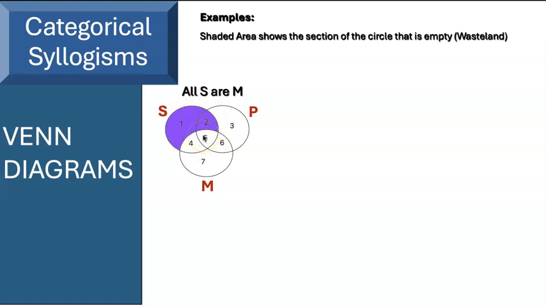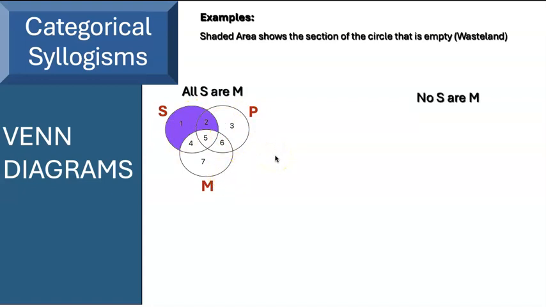Some persons get confused because they look at the P circle, but remember, each statement has two terms. When doing the Venn diagram, we focus on the two terms being referred to. This refers to the S circle and the M circle. For all intents and purposes, we can pretend the P circle is not there. Don't get confused by the P circle. Focus on S and M.